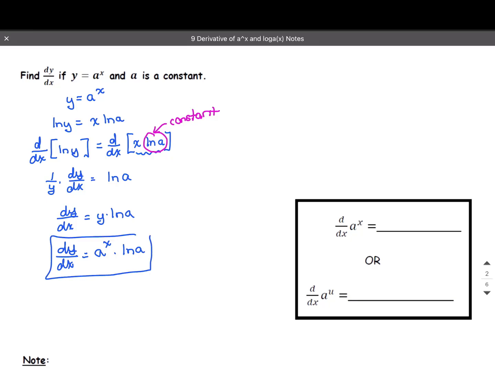So the derivative with respect to x of a to the x is the same exponential function, a to the x, times the natural log of a. And remember, if we do this with the derivative with respect to x of a to the u, it's a to the u times the natural log of a times the derivative of u with respect to x. That's just the reminder to use the chain rule.